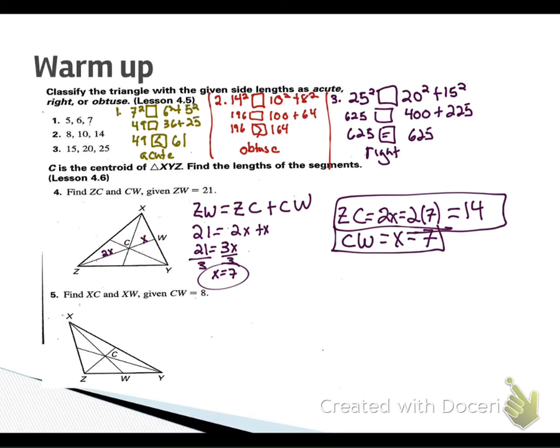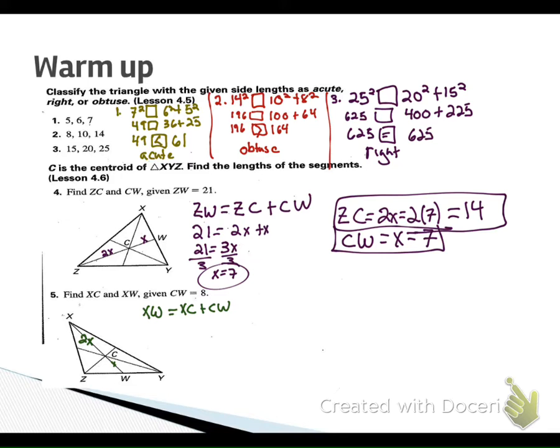Our next one is very similar, but now we have the measurement of one of the smaller segments. So we're going to begin with writing that same portion out, and we see that XW equals XC plus CW. We're going to fill in what we know. So what is the value of XC? XC equals 2x. And then the part from CW is just going to be x.